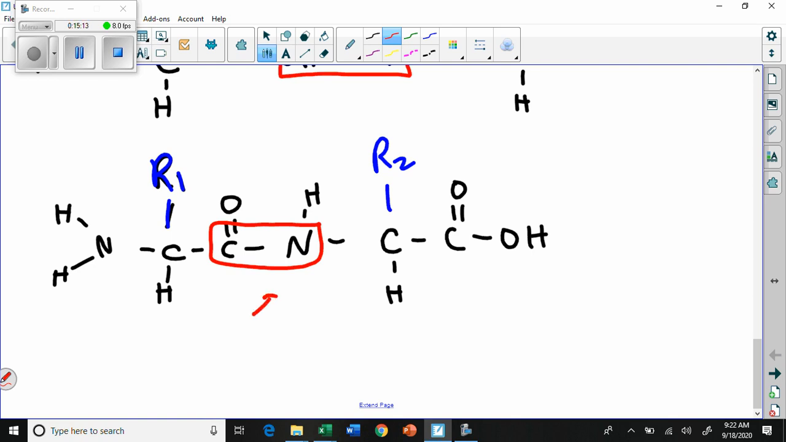And it has a name. It's called a peptide bond. A carbon-nitrogen bond between these amino acids. The peptide bond.